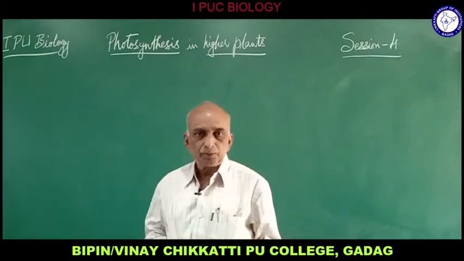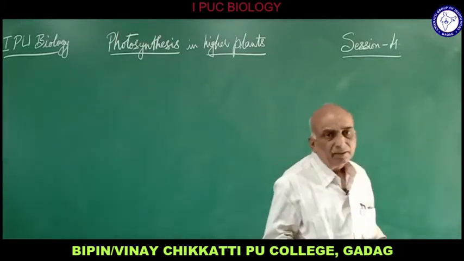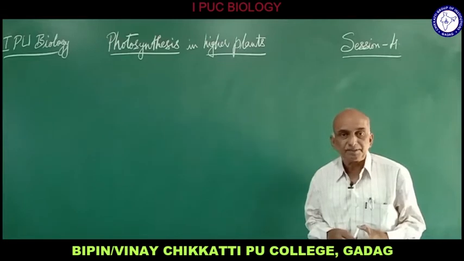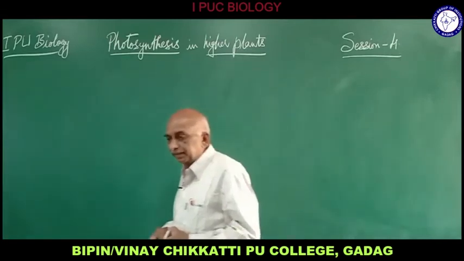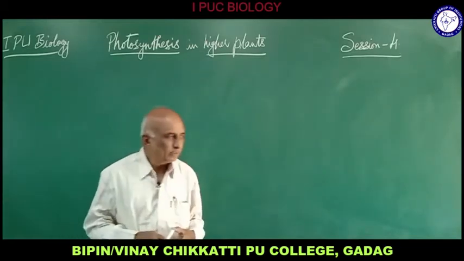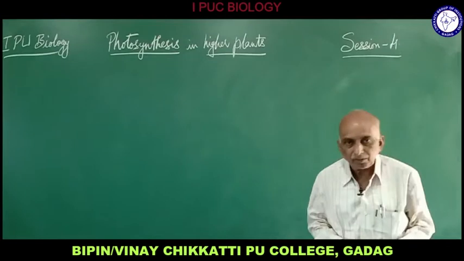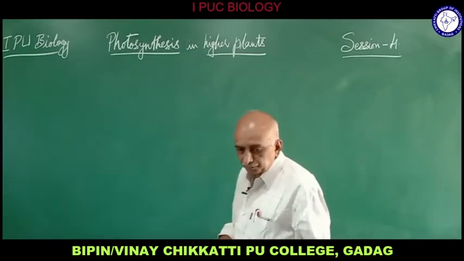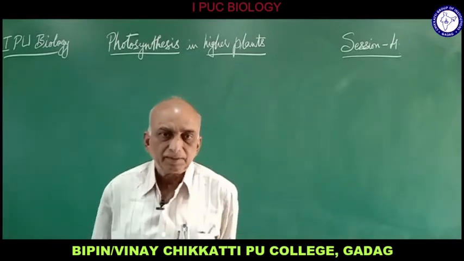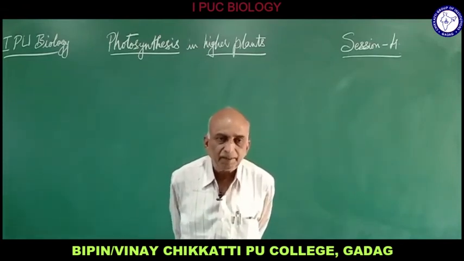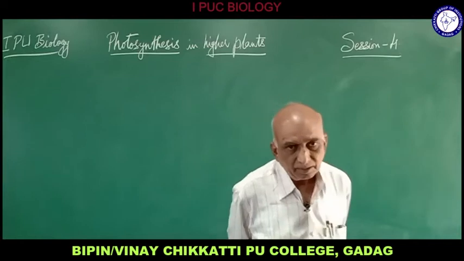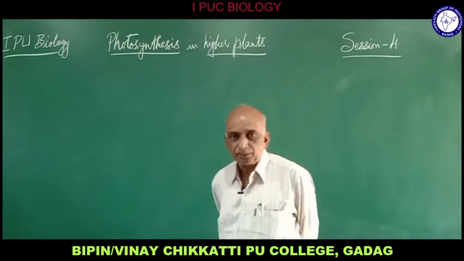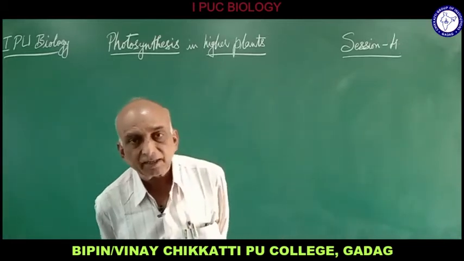reduced to glucose. We have studied the light reaction, which includes photophosphorylation, where ATP is produced, and that ATP is necessary in the dark reaction. Also, during non-cyclic photophosphorylation, also called the Z scheme electron transport, NADPH2 is produced. This NADPH2 is necessary in the dark reaction. That is why, if the light reaction does not take place, the dark reaction will never occur, because ATP and NADPH2 are essential in the dark reaction.